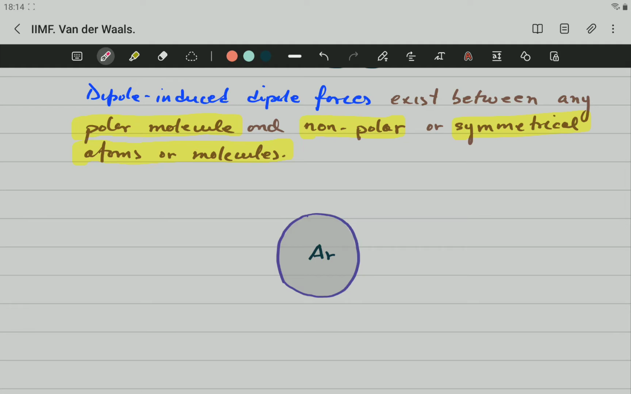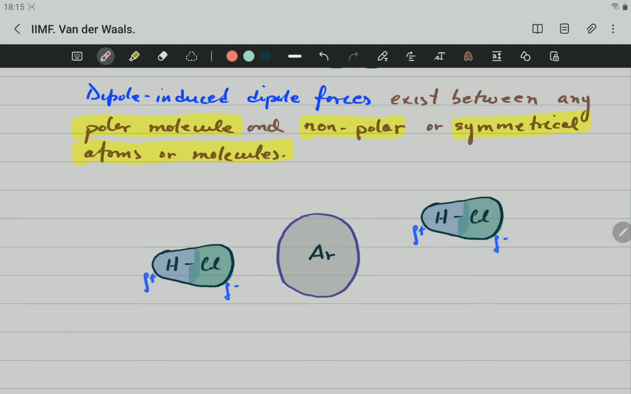It's not polar because it's a symmetrical atom, so it doesn't have two poles. Now let's make argon come into contact with hydrogen fluoride, for instance, which was the first example, and is a polar molecule. Let's see what will happen.